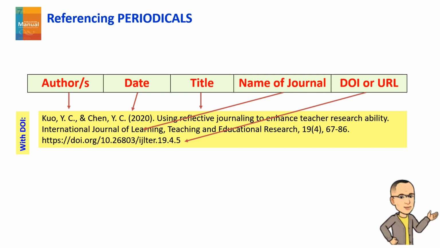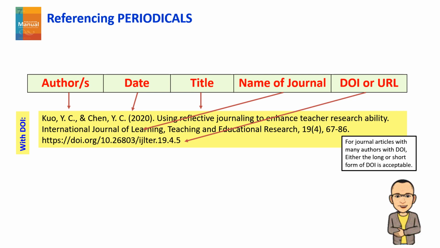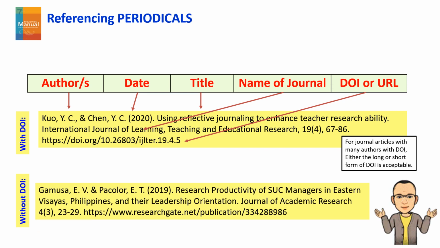https://doi.org/ and then the unique identifier 10.26803/ijlter.19.4.5. The second example does not have a DOI, but it has a URL, or Uniform Resource Locator. It is also written in the same manner, but the DOI is replaced with the URL.